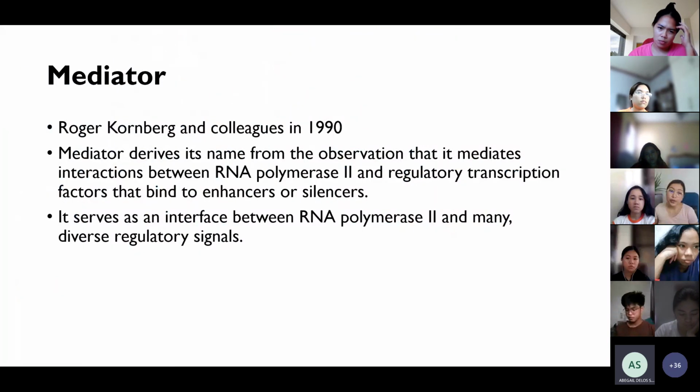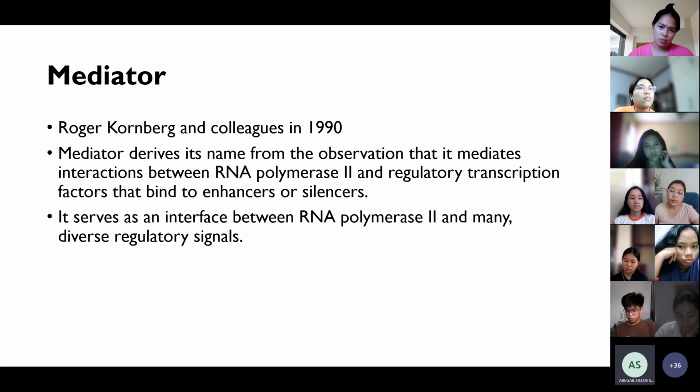We also have what we call the mediator. So in addition to our GTFs, our general transcription factors, we also have the mediators, and together with your RNA polymerase 2, a mediator is actually a large protein complex. This was discovered first by Roger Kornberg and his colleagues in the year 1990.